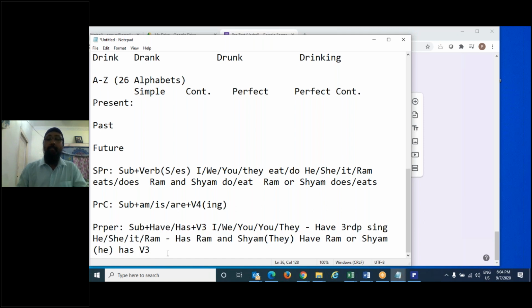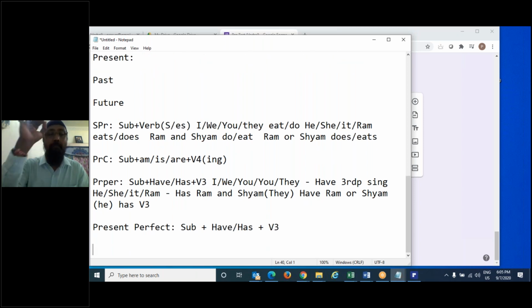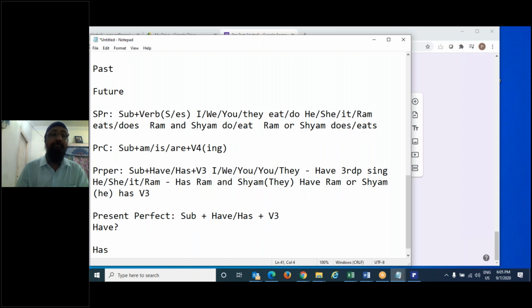This is what I need. Okay, now we are talking about present perfect, right? So present perfect, what is the formula? The formula is subject plus have or has plus V3. So the only doubt that we need to clear here is when to use have and when to use has.